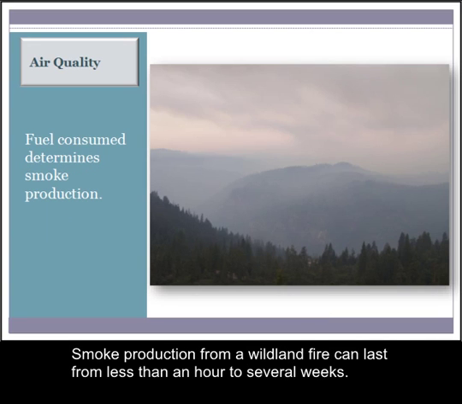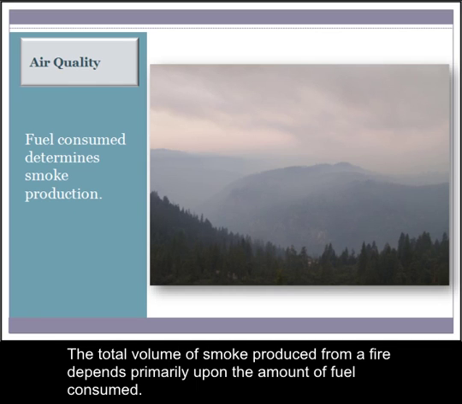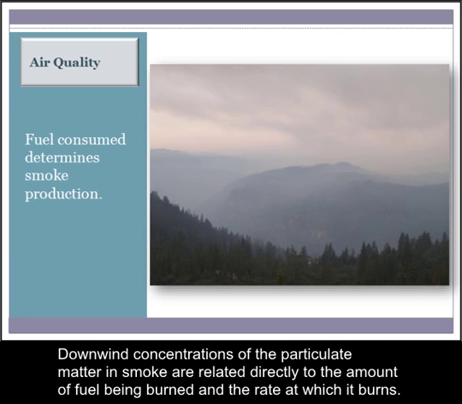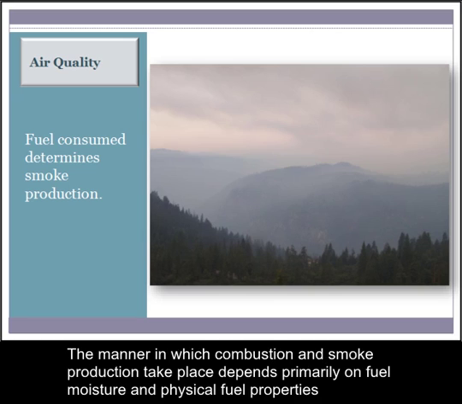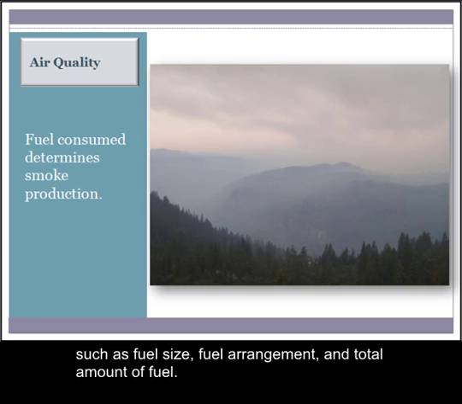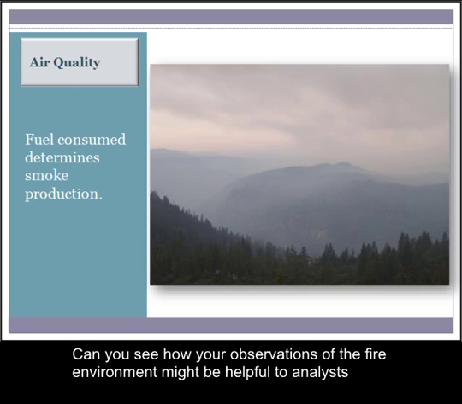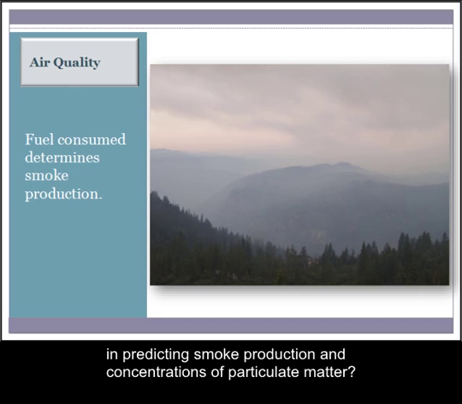Smoke production from a wildland fire can last from less than 1 hour to several weeks. The total volume of smoke produced from a fire depends primarily upon the amount of fuel consumed. Downwind concentrations of the particulate matter in smoke are related directly to the amount of fuel being burned and the rate at which it is burned. The manner in which combustion and smoke production takes place depend primarily on the fuel moisture and physical fuel properties such as fuel size, fuel arrangement, and total amount of fuel. Can you see how your observations of the fire environment might be helpful to analysts in predicting smoke production and concentrations of particulate matter?